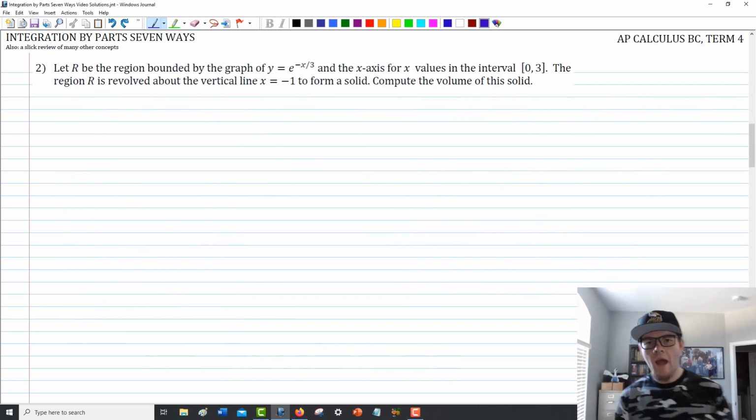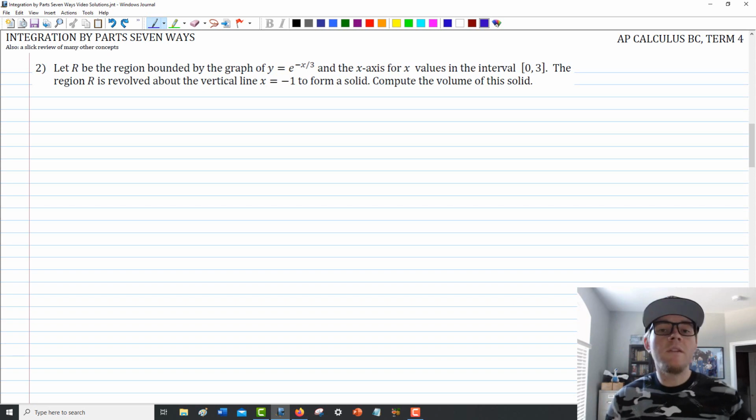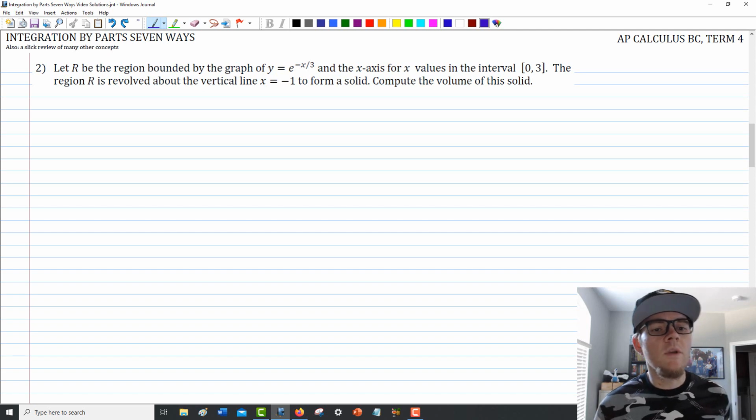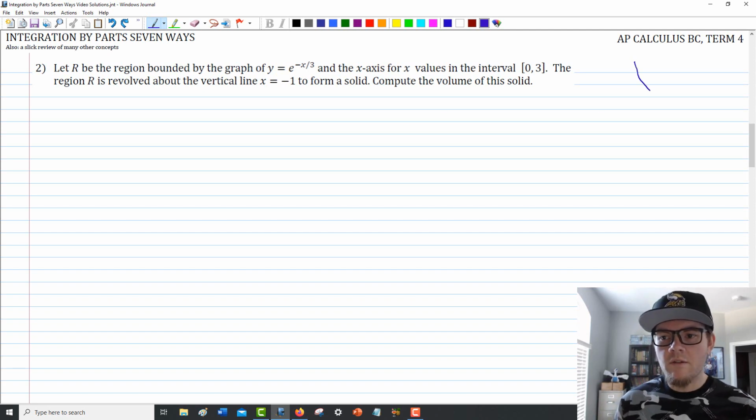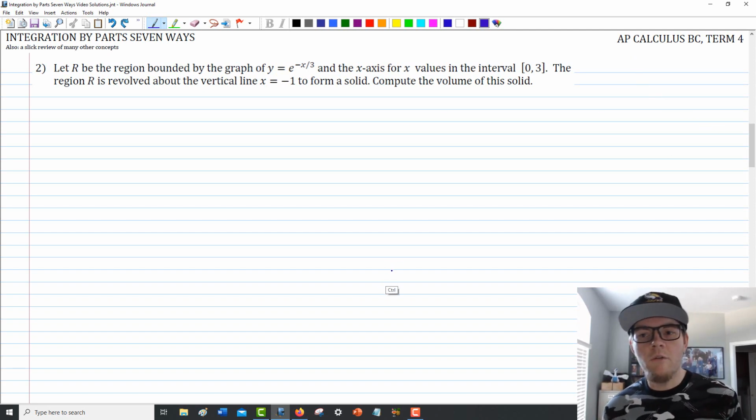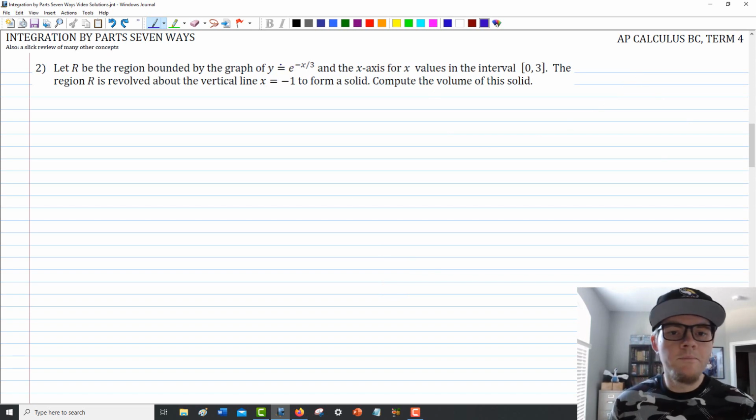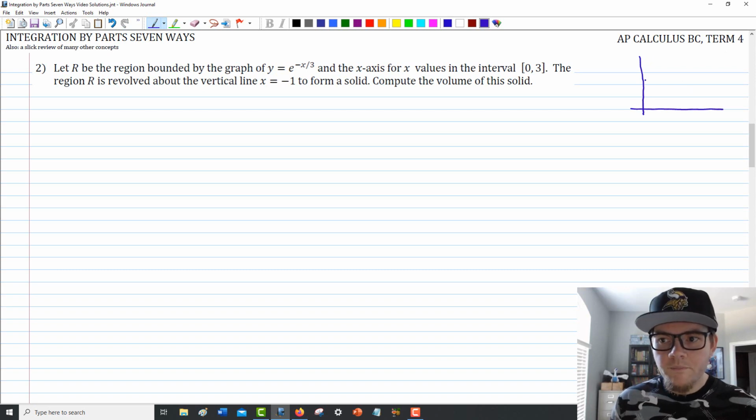Problem number 2 then asks us again to use integration by parts, but in this case it comes in the context of a volume of a solid of revolution. So we're told at the beginning to let R be the region bounded by the graph of e to the negative x over 3. If we're trying to picture what that looks like, it gets a little bit smaller as we go forward because we've got that negative exponent. It says between that function and the x-axis for x values in the interval from 0 to 3. So that gives us a quick little rundown of what our region will look like.